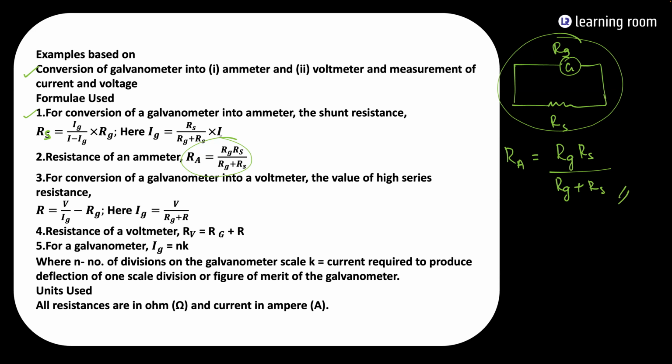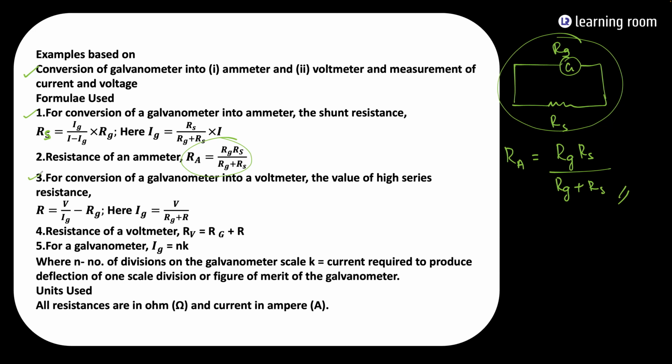Is the point clear? So that's going to be the resistance of the ammeter itself. It's not the resistance of the shunt. So coming from the beginning, what is the shunt resistance we need to connect? Shunt resistance that we need to connect should be Ig into Rg divided by I minus Ig. So what is the resistance of the ammeter itself? Rg into Rs by Rg plus Rs. You understood the reason also, right?